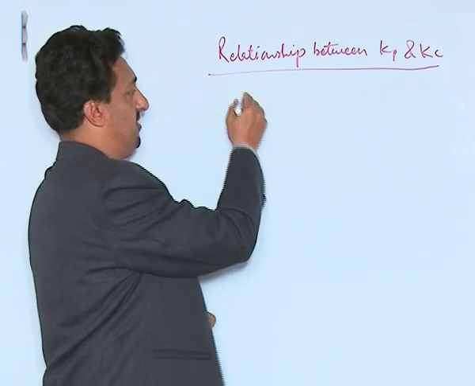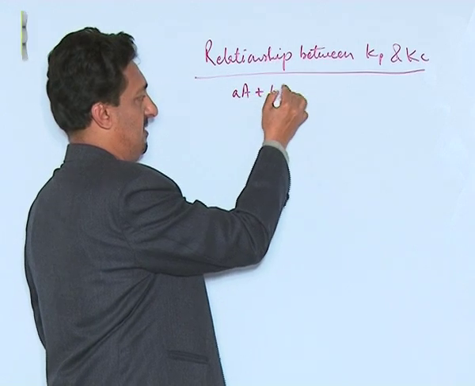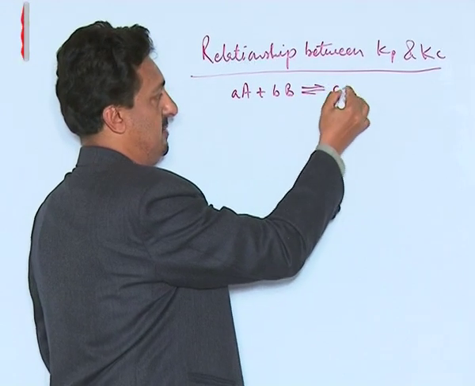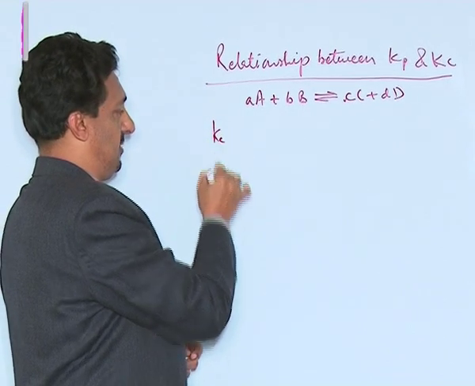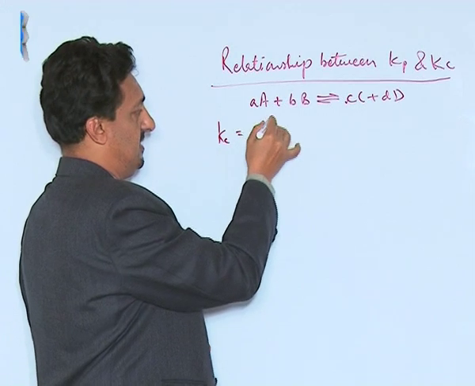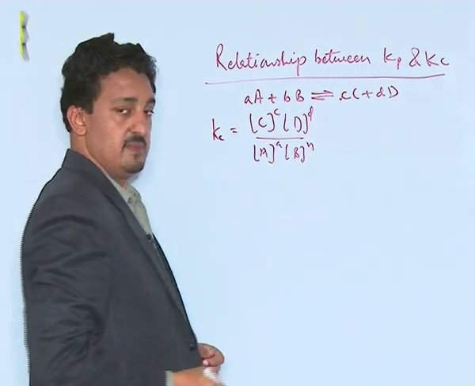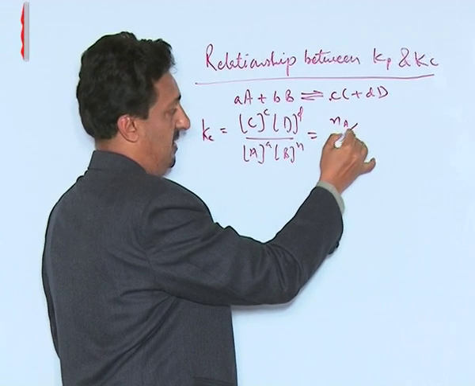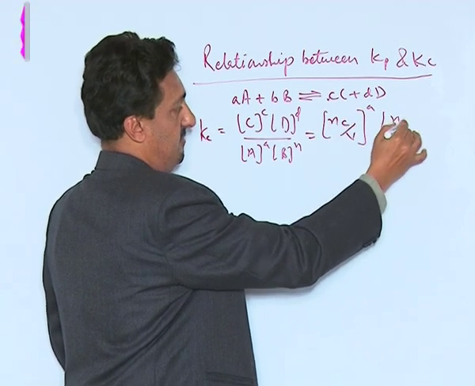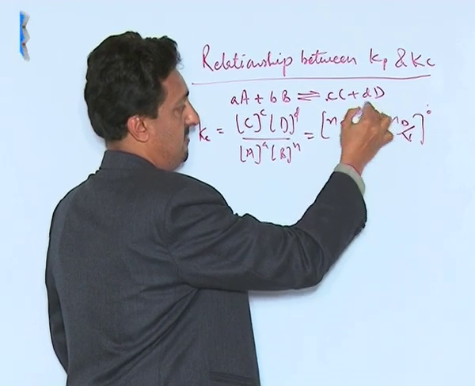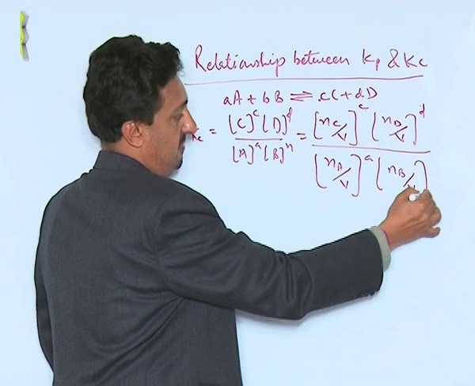The relationship between them can be derived from taking an example like a moles of A combines with b moles of B, giving you c moles of C and d moles of D. If all the reactants and the products are expressed in terms of their concentrations, it will be [C] to the power c, [D] to the power d, [A] to the power a and [B] to the power b, which can be written as number of moles of C upon V to the power c, number of moles of D upon V to the power d, number of moles of A upon V to the power a, number of moles of B upon V to the power b.